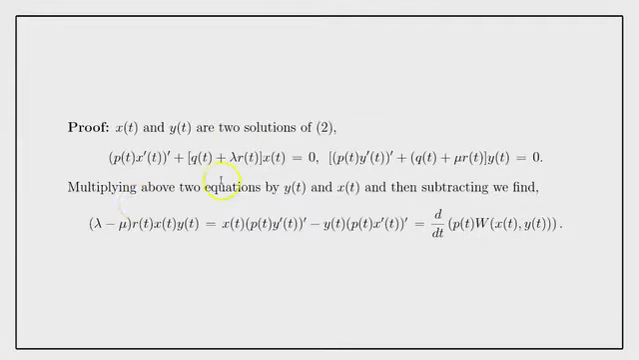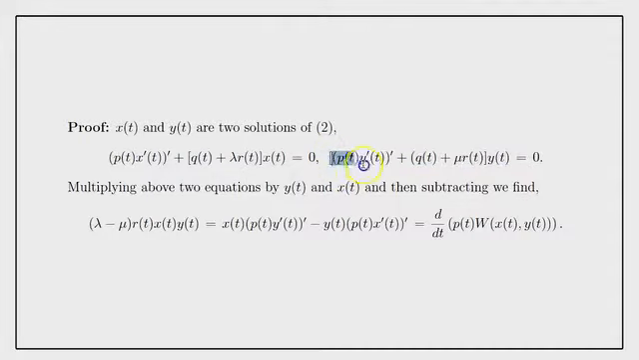The proof is straightforward. xt is a solution of the Sturm-Liouville boundary value problem with parameter lambda, so you have this equation. When mu is replaced in the place of lambda, then the solution is yt. So you have this second equation.